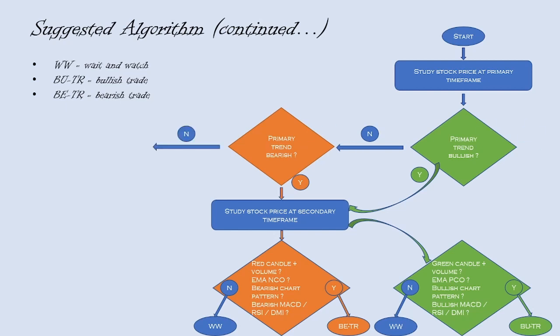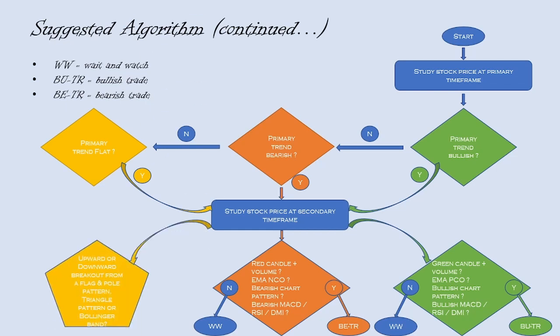If the primary trend is neither bullish nor bearish, it could be a flat trend, right? Then what do you do? If it is a flat trend, you can study the stock market in the secondary time frame. Then see whether there is an upward or a downward breakout from a flat pattern.